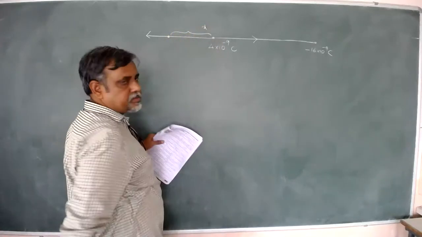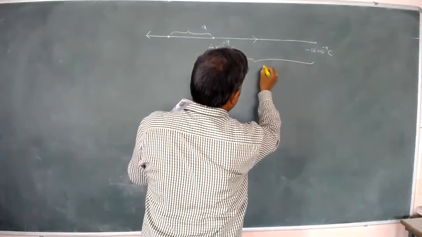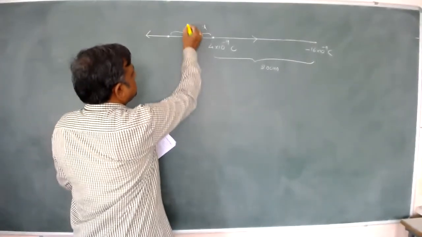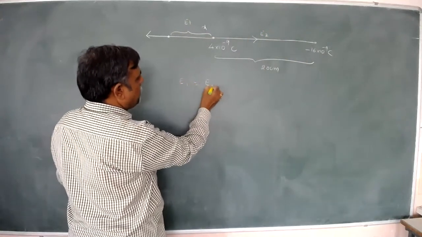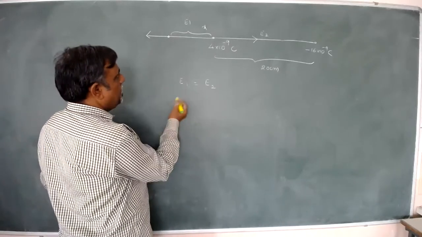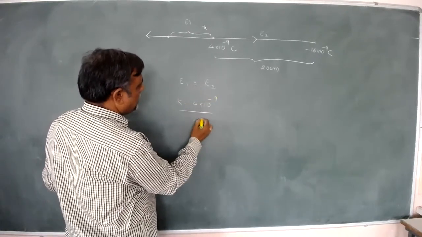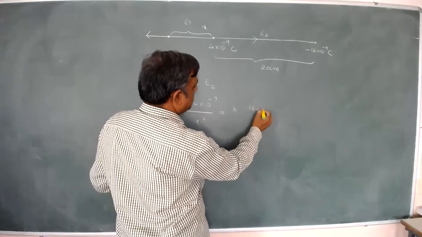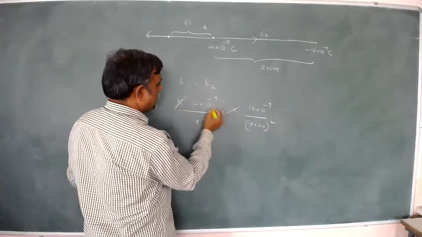Let the neutral point be found here, at a distance x. The distance between these two charges is given as 20 centimeter. Now the electric field due to the first charge is E1, and due to the second charge is E2. So E1 is equal to E2, then only the neutral point is possible. So 1 by 4 pi epsilon naught into 4 into 10 power minus 9 by x square is equal to 1 by 4 pi epsilon naught into 16 into 10 power minus 9 divided by x plus 20 whole square. So these two things will get cancelled out.